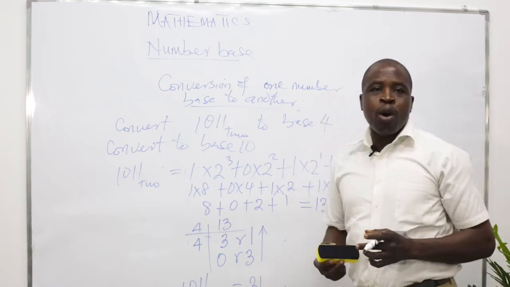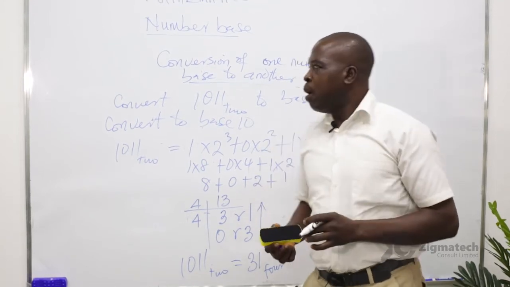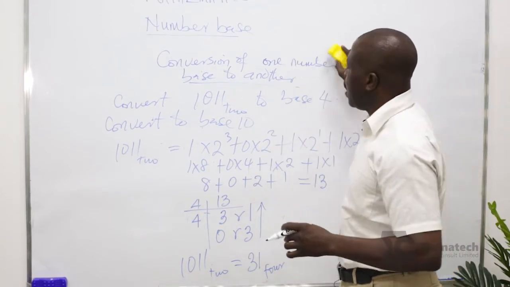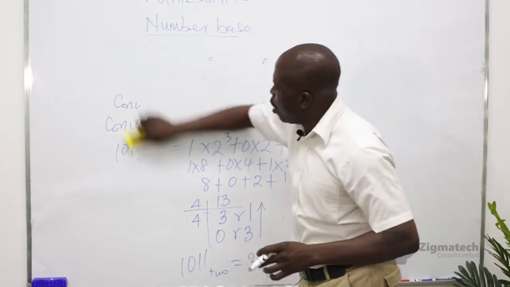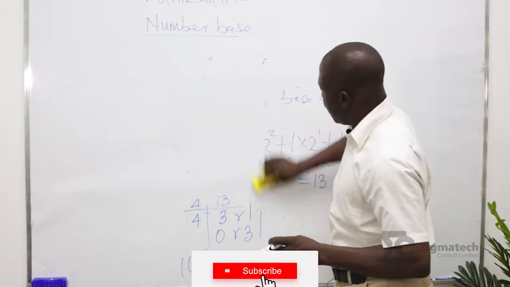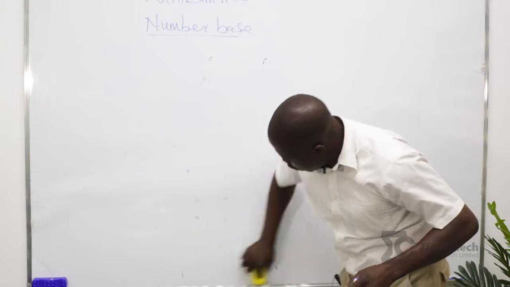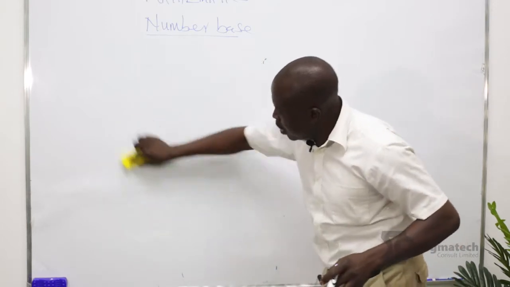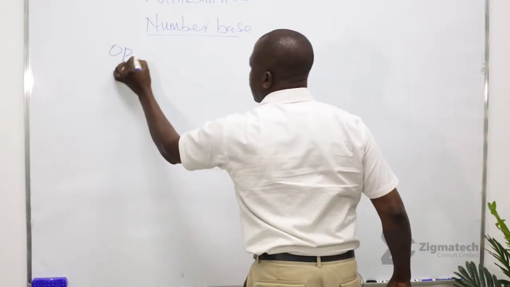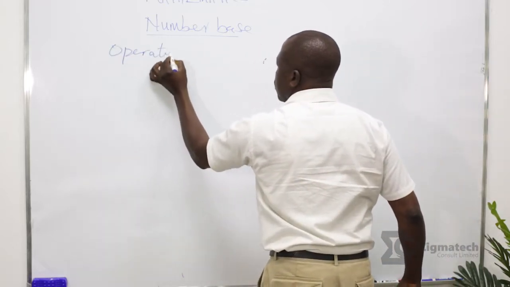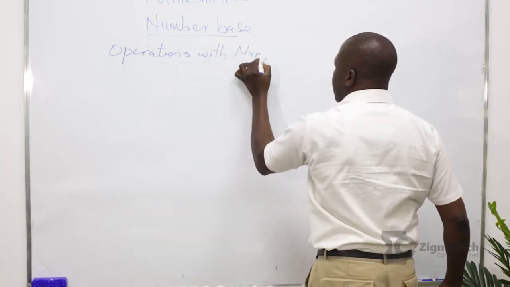Now, we want to go to operations with number base. Operations like addition, subtraction, and multiplication are the operations that are common with number base. We are going to treat addition, subtraction, and multiplication. Operations with number base.